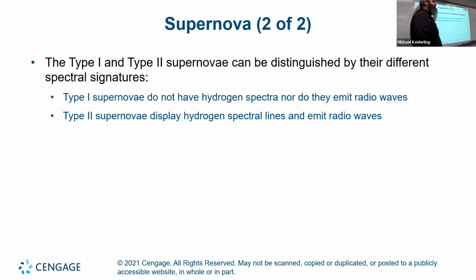Type 1 and type 2 supernovae have different spectral signatures. The way their brightness varies over time is different as well. Type 1 supernovae don't have hydrogen spectra, and they don't emit radio waves, because they're just a whole bunch of carbon exploding as a fusion bomb. Type 2 supernovae do display hydrogen spectral lines because there's a star in the way of that explosion. The outer layers of that star are still mostly hydrogen, and they do emit radio waves because the process is different.